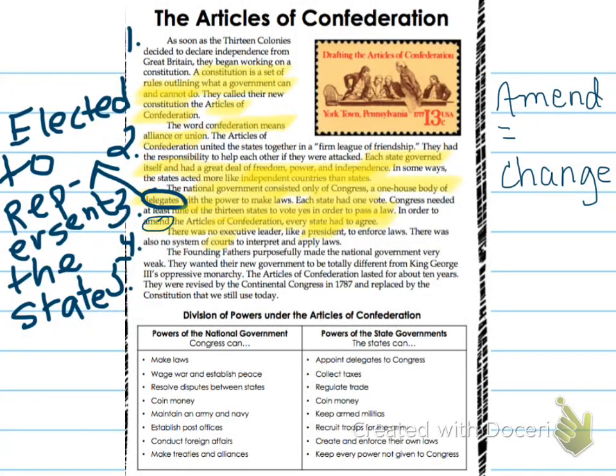That's why it's so important, guys. We still use this piece of paper today. The Constitution has been around since 1787. Make sure you highlight that.